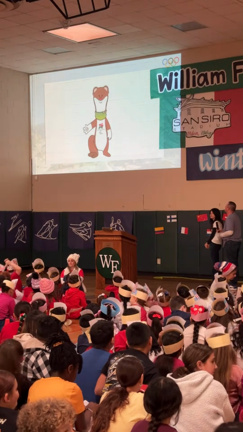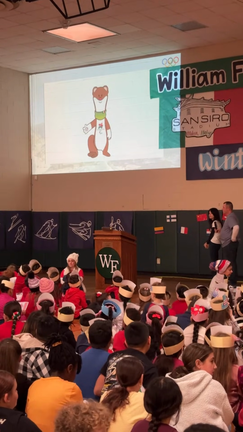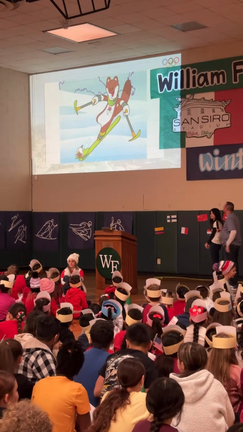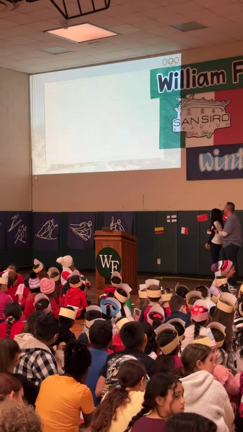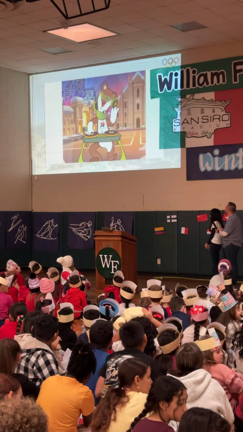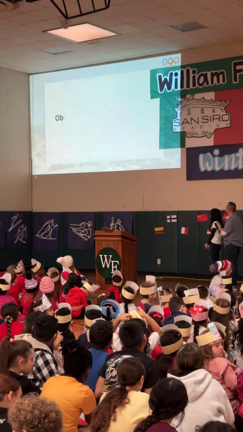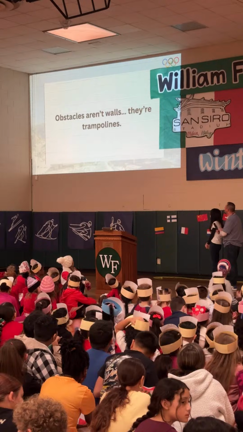Milo is inventive and determined, with a powerful story behind him. Milo was born without a leg, but instead of letting that define him, he found a unique way to move and play using his tail. His message is simple: every challenge can become a superpower. His motto: obstacles aren't walls, they're trampolines.